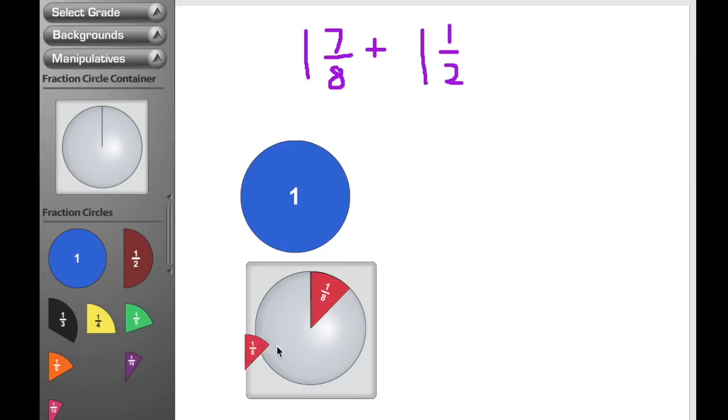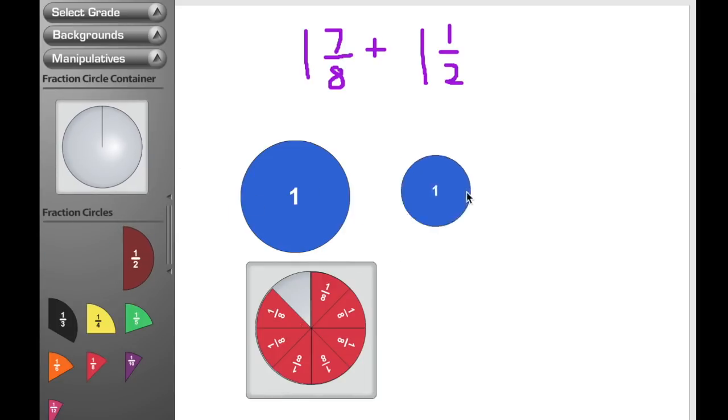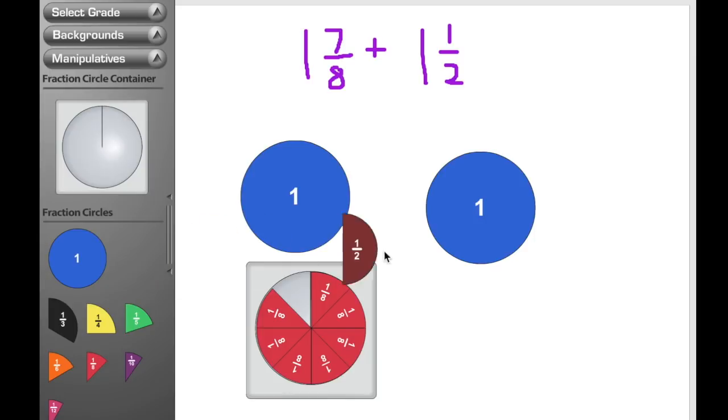1, 2, 3, 4, 5, 6, 7/8. Over here I have 1 1/2. Let's grab 1 1/2.